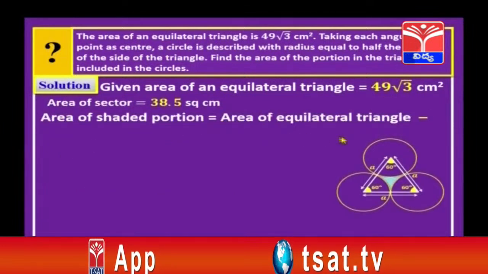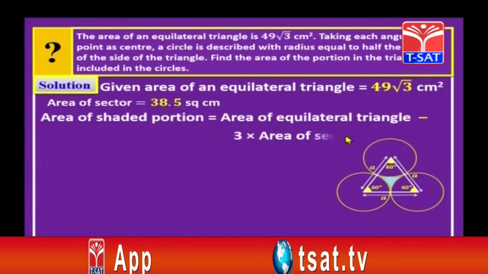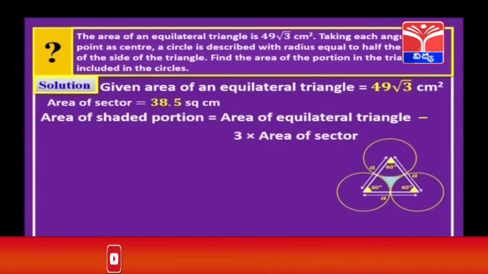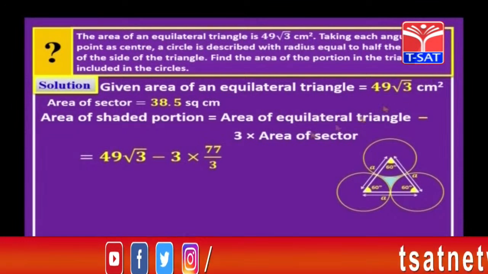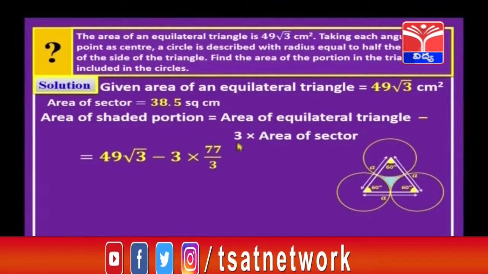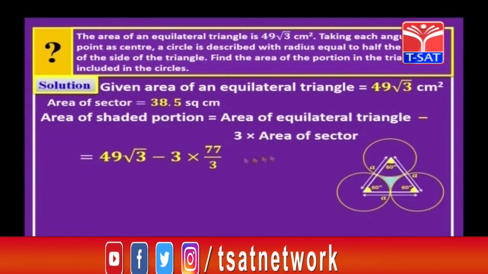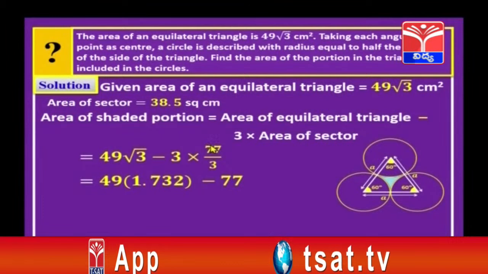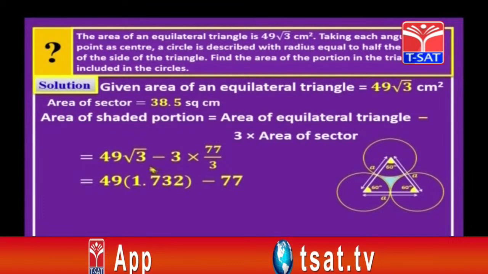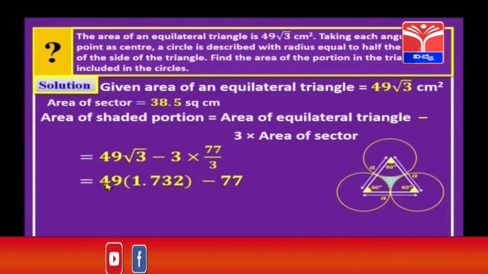Yes, it is the area of the equilateral triangle minus 3 into the area of sector. Now let us substitute the values. So the area of the equilateral triangle is 49 root 3 minus 3 into, we got the area of sector as 77 by 3. Now these 3 will get cancelled, you are left with 77 and the value of root 3 is 1.732. So let us multiply 49 with 1.732.